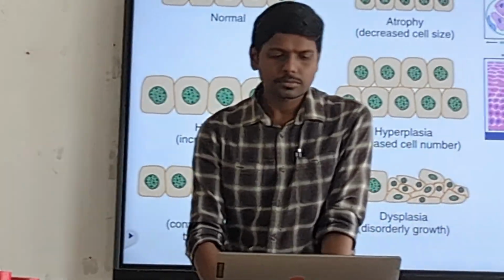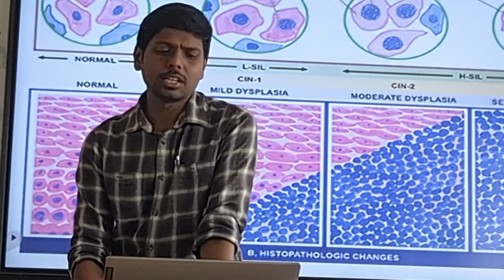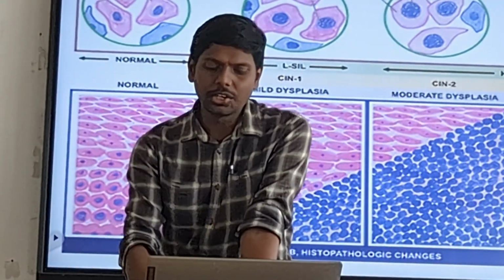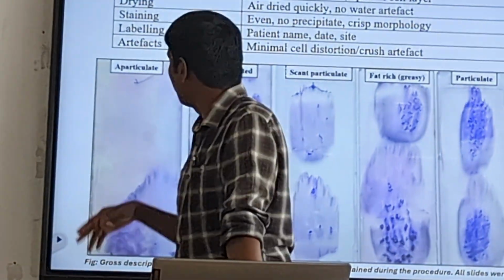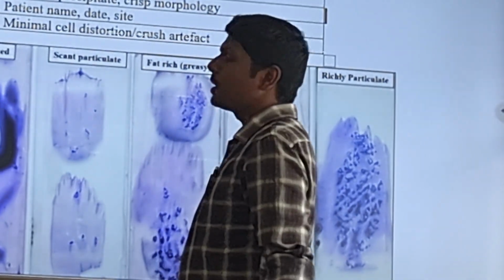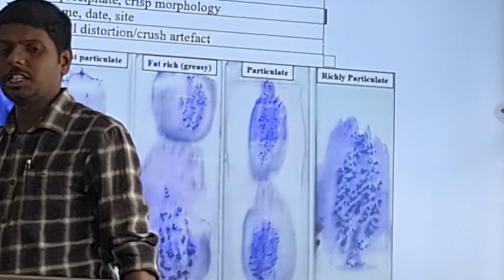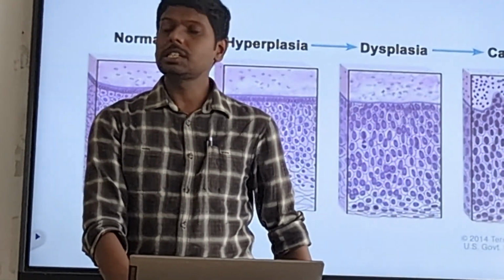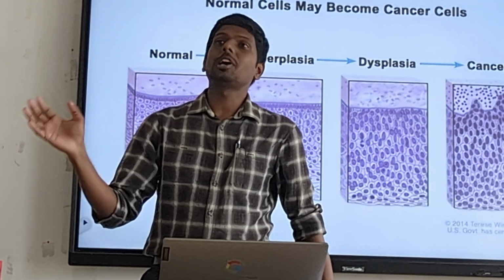We discussed the presence of an adequate amount of sample in the smear. For that we need to understand various things: aparticulate, hemodiluted, scant, fatty, particulate, extra particulate, or rich particulate. This we discussed. Then we discussed the stages of cancer and the abnormalities.